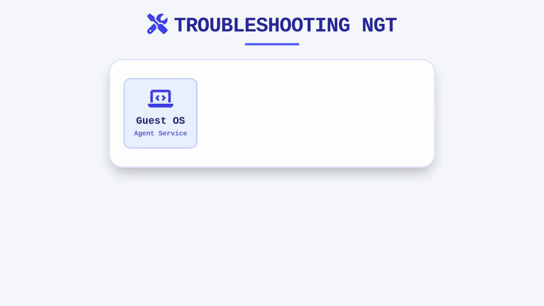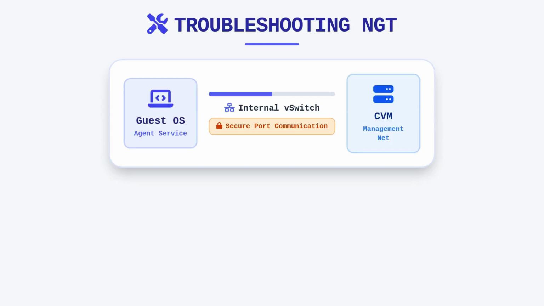Troubleshooting NGT often involves verifying the communication path between the guest OS and the internal Nutanix management network. NGT operates by utilizing a designated ISO that is mounted to the VM during installation, which contains the necessary binaries and configuration scripts. Once installed, the guest service establishes a secure connection to the CVM via a specific port, typically over the internal virtual switch.